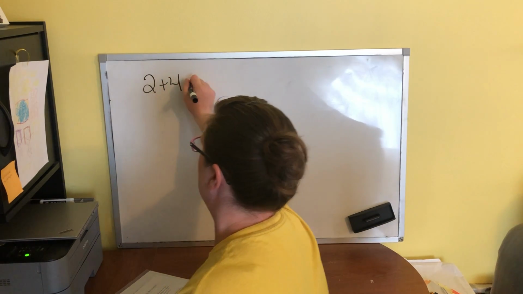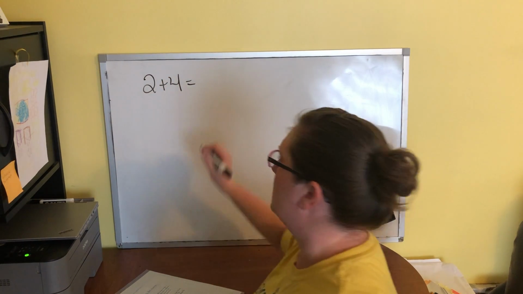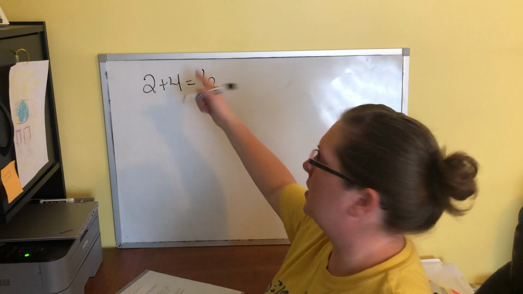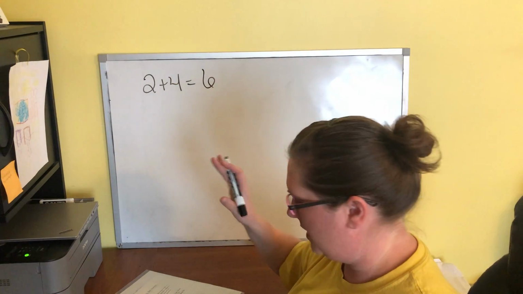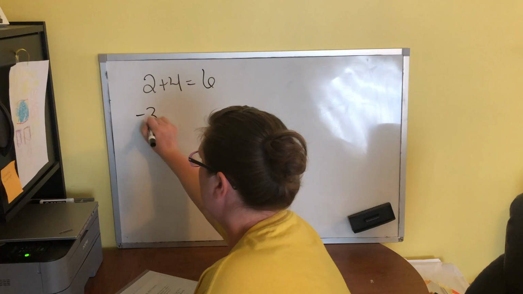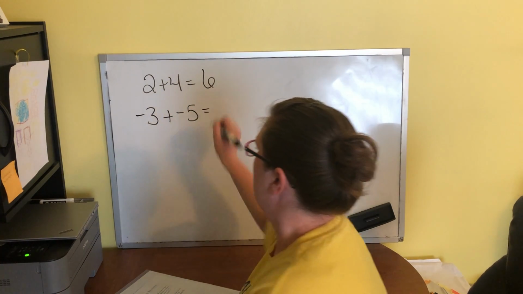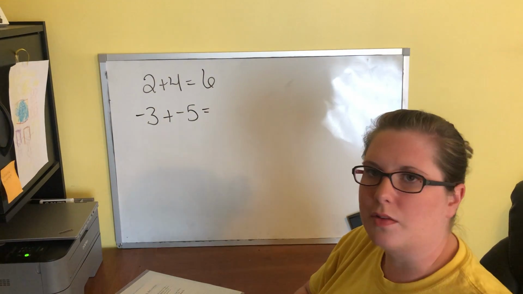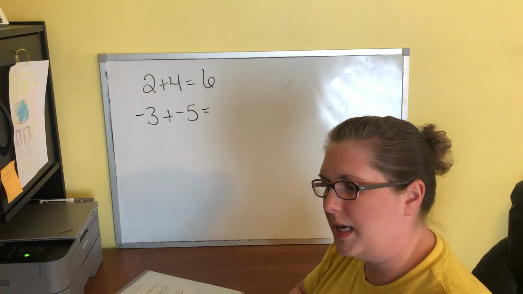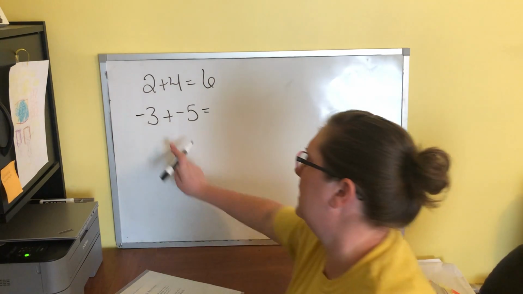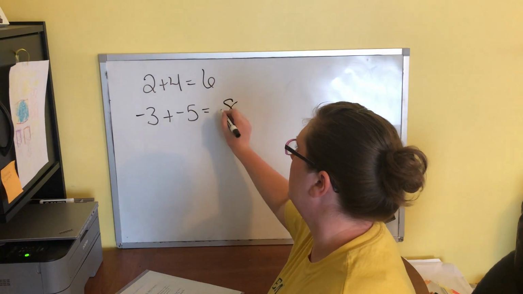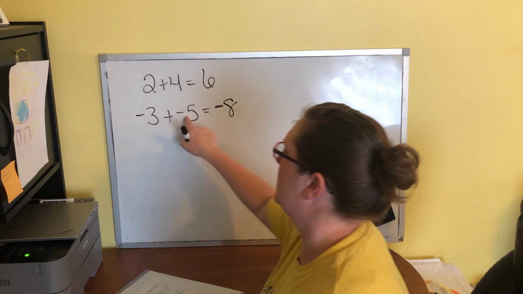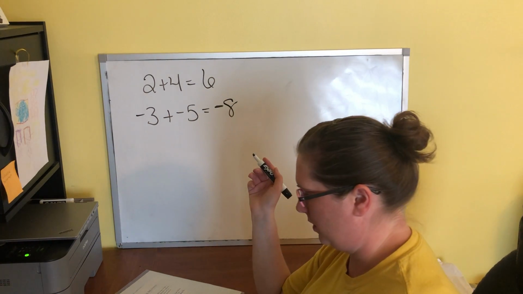We can do this. 2 plus 4, we can do that. 6, they're both positive, our answer's positive. Nice, easy. If we were given -3 plus -5, they're both negative, but they're the same sign, so we can go ahead and add. 3 plus 5 is 8, and you keep the negative sign because they're both negative, so -8's your answer.